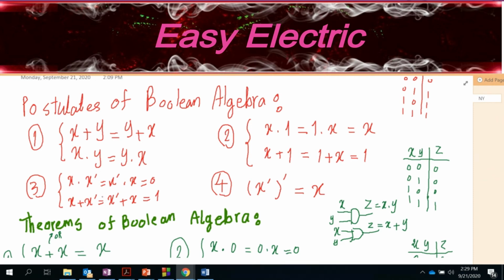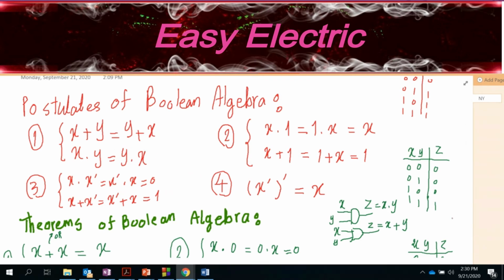Somehow it's obvious. See the next one, x or x prime equal to 1. Let me just put in some value. If x is 1, you say 1 or 0. What is 1 or 0? Type in the chat box. 1. So see, it works. You can consider x as 0 if you don't like that. You say x is 0, x prime is 1. Again, what is 0 or 1? Again it's 1. Okay, somehow it's obvious.